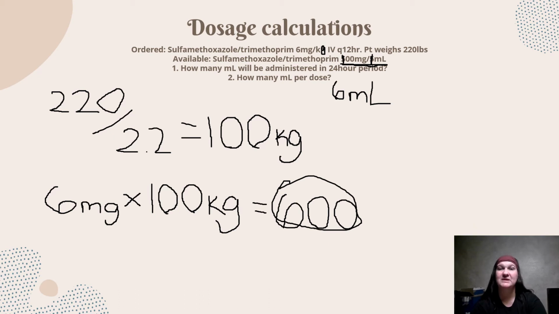So how many mLs will be administered in a 24-hour period? If 6 milligrams per kilogram is IV every 12 hours, we need to double this. This patient is going to get 12 mLs per day. Got it? Anybody lost? Hopefully not. Let's move on.